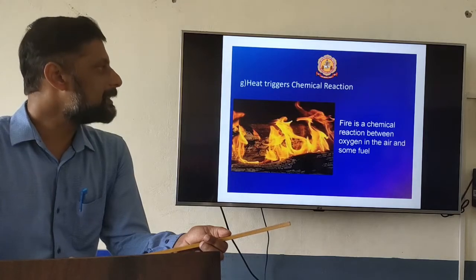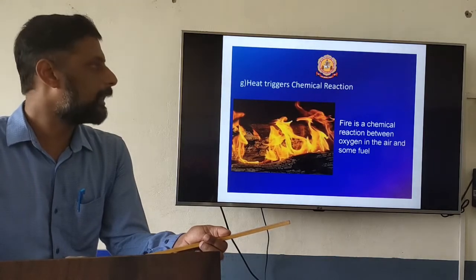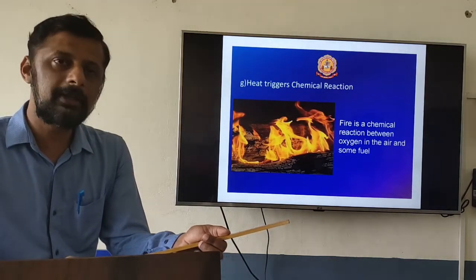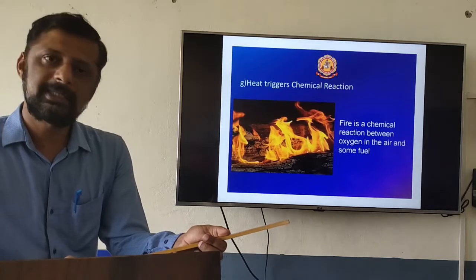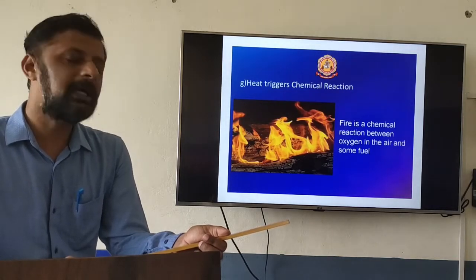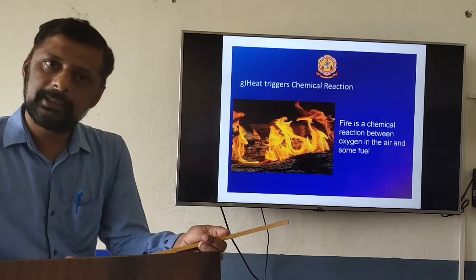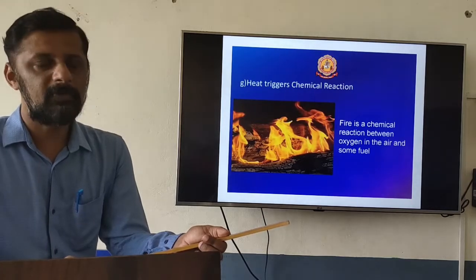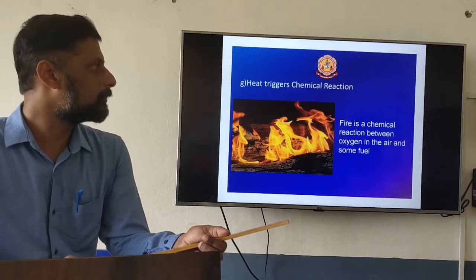Next, heat triggers chemical reactions. Actually, fire is a chemical reaction between the oxygen in the air and some fuel. Because of the chemical reaction between oxygen present in the air and some fuel, what will happen? The fire will be produced.